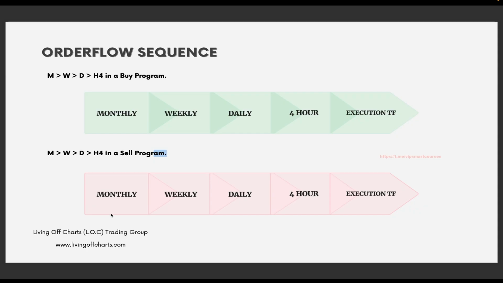flow. Now, if we are bearish, we're going to have a monthly, weekly, daily, and 4-hour in a reaccumulation phase to confirm we are bearish. Anything below the 4-hour is an execution time frame. You cannot probe order flow on anything lower than a 4-hour. So anything below it is an execution time frame.